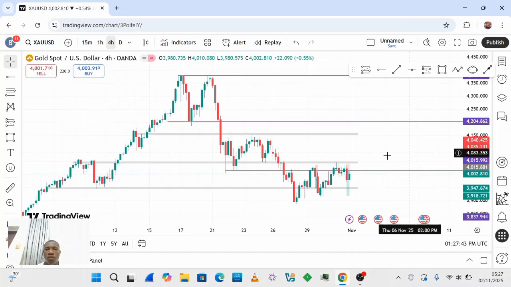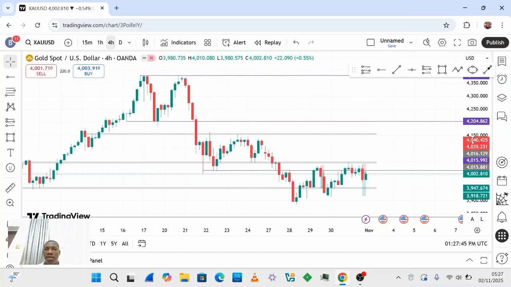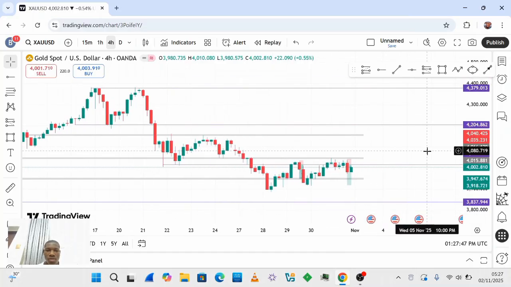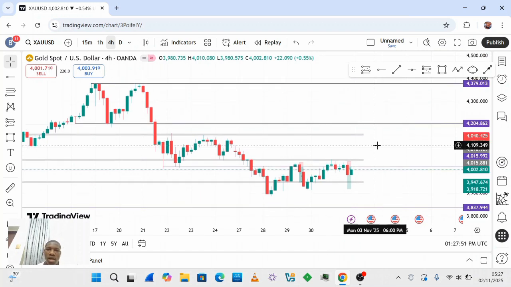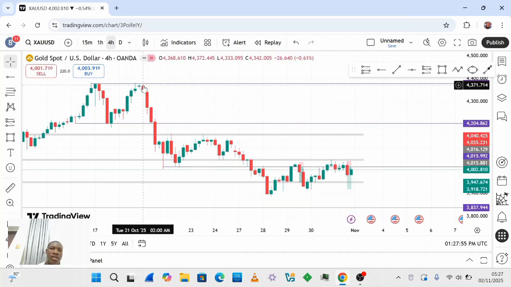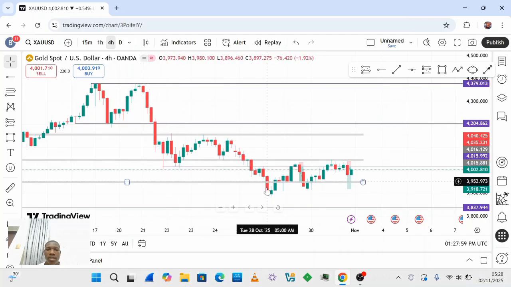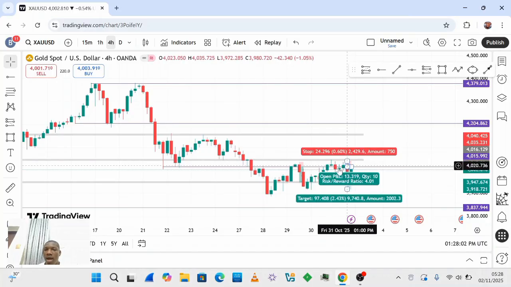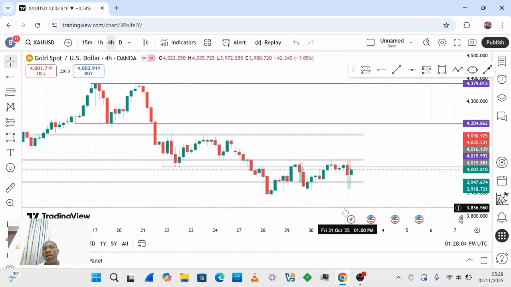When I go to the 4 hour time frame, this is where I start making decisions to know which direction I should focus. And as you can see, I'll be focusing on the sell side. This is a high and this is a low. This is a lower high and this is a lower low. And this is a lower high to make a lower low.